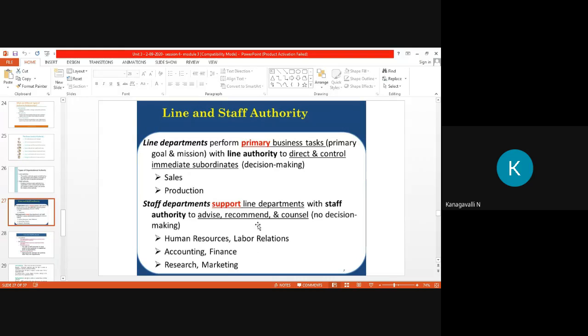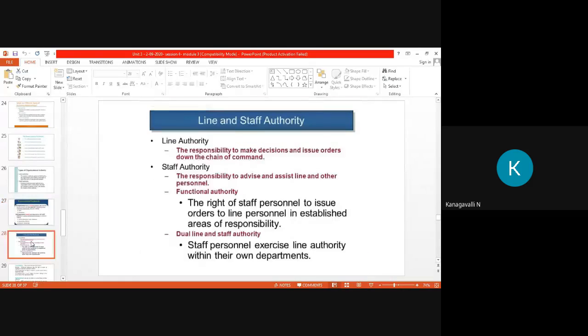These are the functional departments, right? The individual name for these functional departments is staff departments. What is a line department? It performs the primary business tasks for the primary goal and mission with the line authority to direct and control immediate subordinates. So see this line and staff authority in depth: the responsibility to make decisions and issue orders down the chain of command.